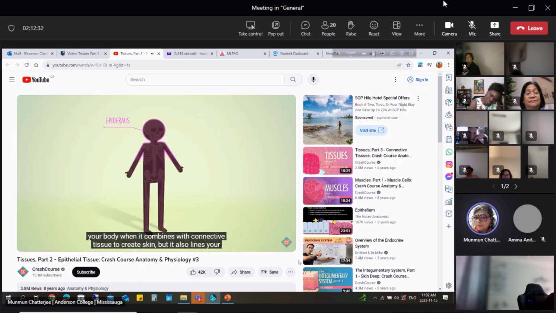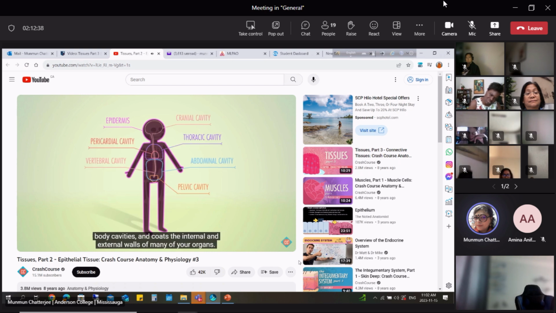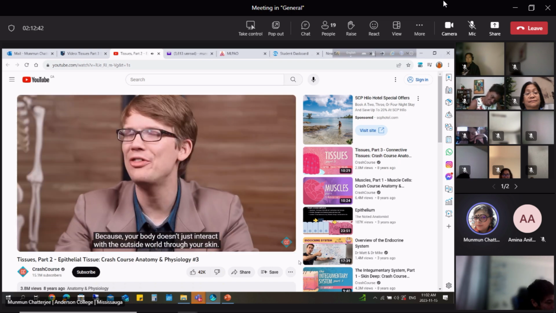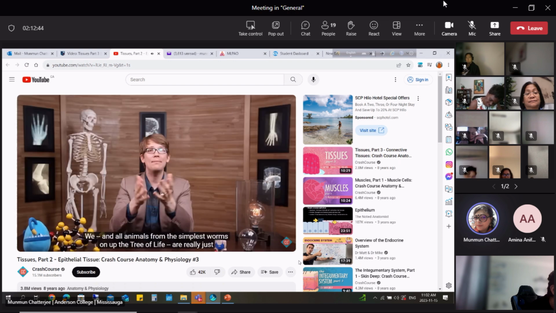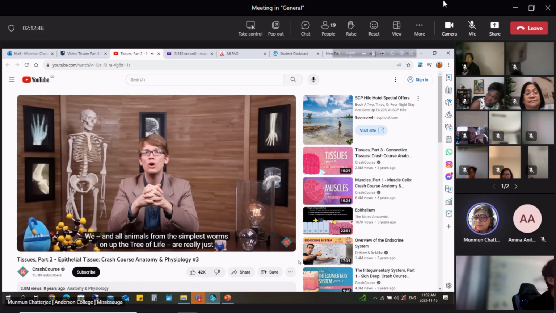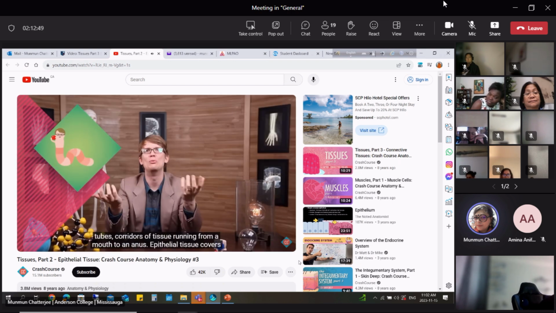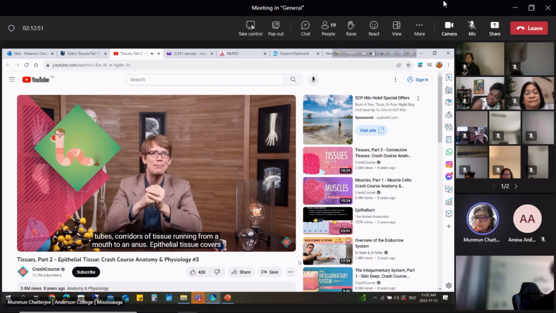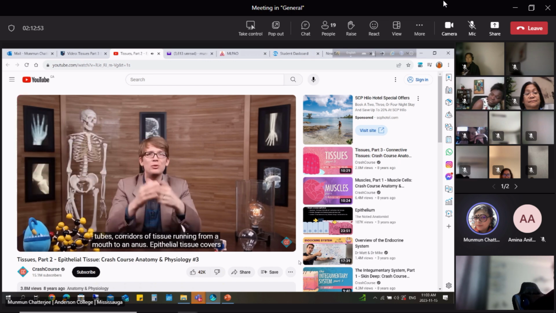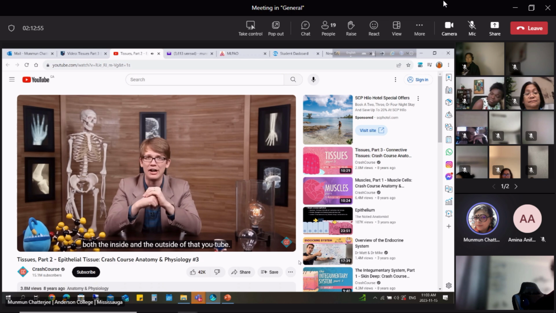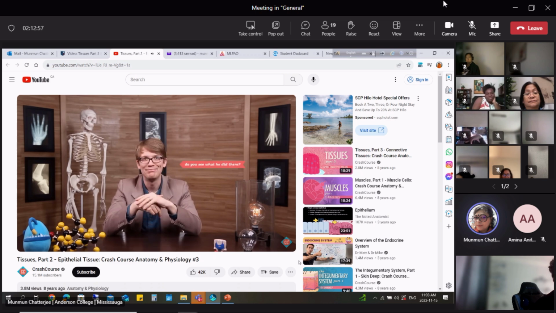It covers the surface of your body when it combines with connective tissue to create skin, but it also lines your body cavities and coats the internal and external walls of many of your organs. Because your body doesn't just interact with the outside world through your skin. We, and all animals from the simplest worms on up the tree of life, are really just tubes, corridors of tissue running from a mouth to an anus. Epithelial tissue covers both the inside and the outside of that U-tube.